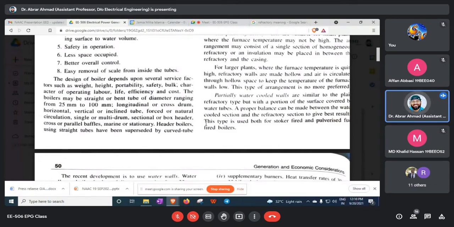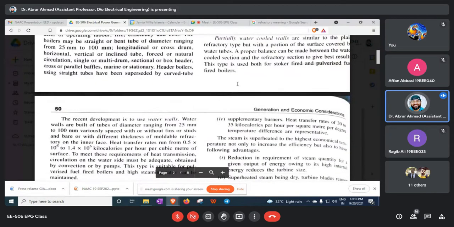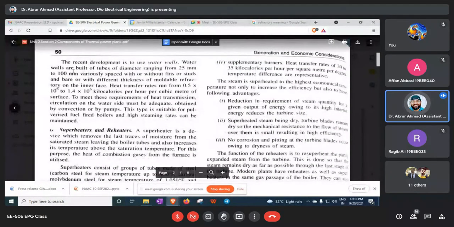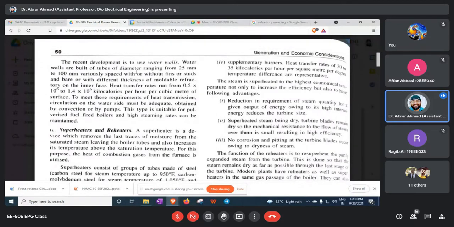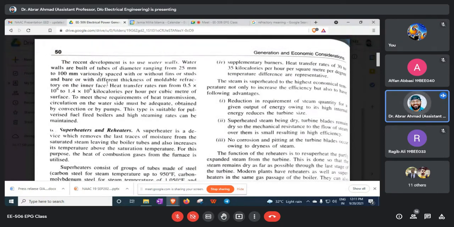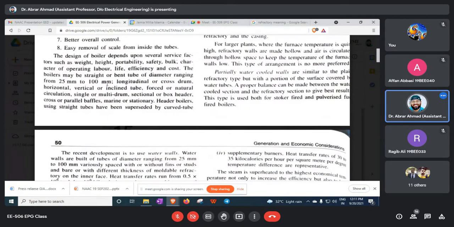So this is we have to understand when partially water cooled walls are similar to the plain refractory walls, but the portion of the surface covered with water tube. So ये भी हो सकता है कि इसमें water tube भी लगा दिया जाए जिससे कि उसको cool. The recent development is to use water walls. Water walls are built of tube of diameter ranging 25 millimeter to 100 millimeter, variously spaced, with or without fins or studs, and bare or with different thickness of moldable refractory of inner face. तो यानी वाटर की भी आजकल चीज़ें यूज होने लगी.